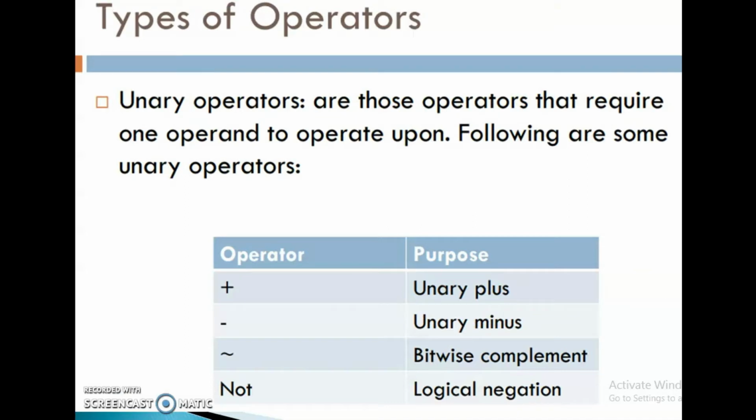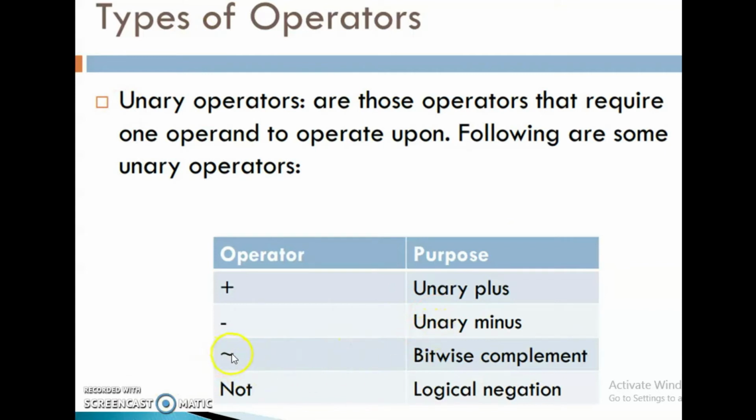These are operators that require one operand to operate upon. Only one operand we need to operate on this unary operator. Examples: plus, that is unary plus, positive number, plus 5. Can identify, that's a positive number. How can we identify the negative numbers? Minus 5. That is unary minus, that is the negative number.